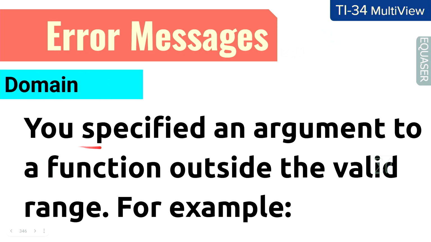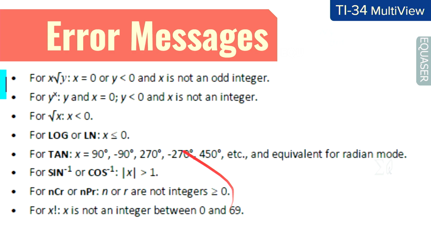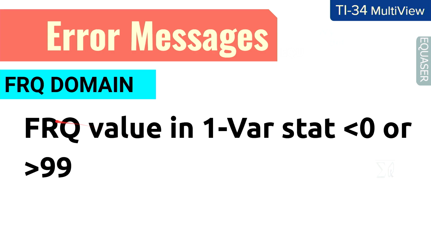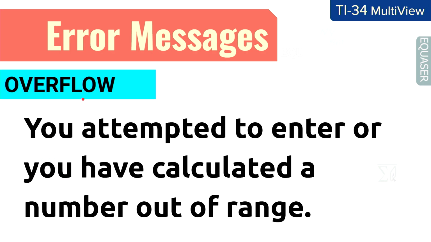If you see the domain error, you specified an argument to a function outside the valid range. For example, these are the examples. Equation length entry exceeds the length: 80 for statistic and 47 for constant. FRQ domain, FRQ value in variable 1, the frequency domain in a statistic in variable 1 is smaller than 0 or greater than 99, you will get an error because it will not accept minus and it will not accept greater than 99. Overflow, you attempted to enter or you have calculated a number out of range.